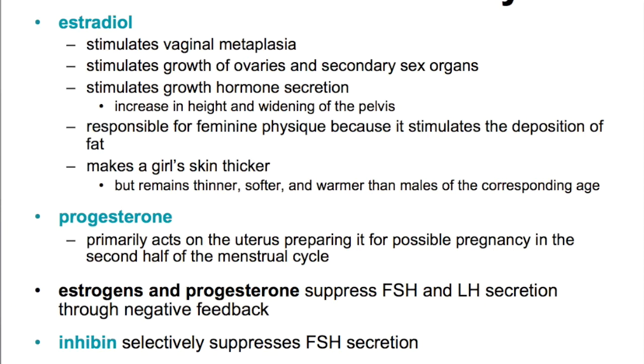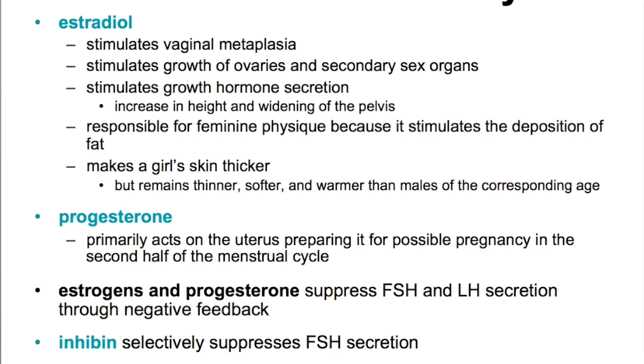Okay, progesterone. Again, usually your birth control medication is both the estradiol and progesterone. Okay, so progesterone mainly acts on the uterus, preparing for pregnancy in the second half of the menstrual cycle. And so progesterone is what they like to call the pregnancy maintaining hormone.